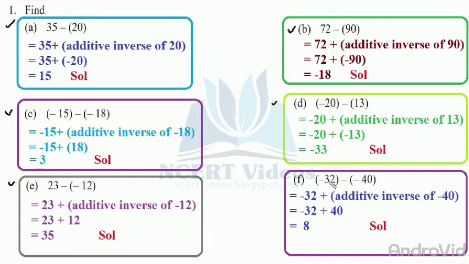F part, minus 32 and we have to subtract minus 40. Now we will change minus to plus and take the additive inverse of minus 40. So its additive inverse is 40. Now signs are different, we will subtract. So 40 minus 32 is 8 and the sign comes from the highest number, that is plus 40. Therefore the answer is 8. So this was your question number 1.